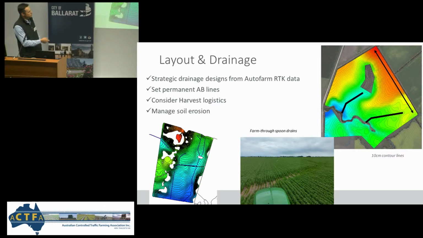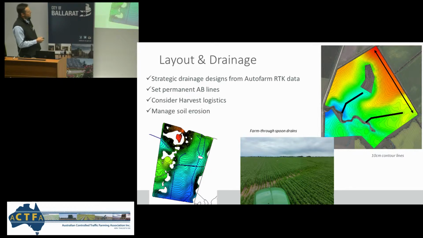So that's sort of what our drains look like, and we sow right through them, and you can spray through them and barely slow down. They're okay. Obviously, harvest logistics is another part of it, of course, and thinking about, this is an access track through this paddock.